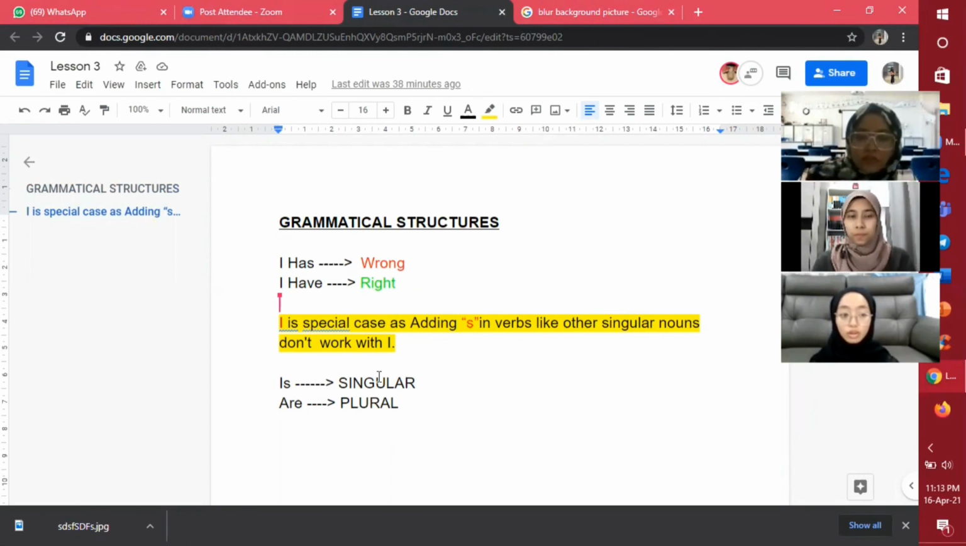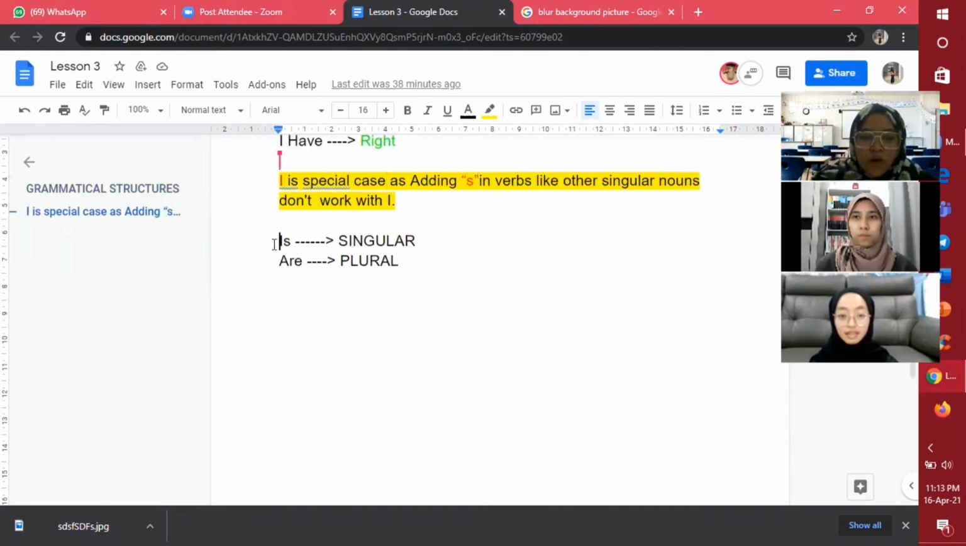Next, it should be like I have, I go, I sing, and many more. Do you get me? Yes, teacher. Let's look at this point. Is is for singular. Are is for plural. Great. I think you can definitely manage this with many more practices. It is fine to go slow, but remember to make sure that there are improvements every time.